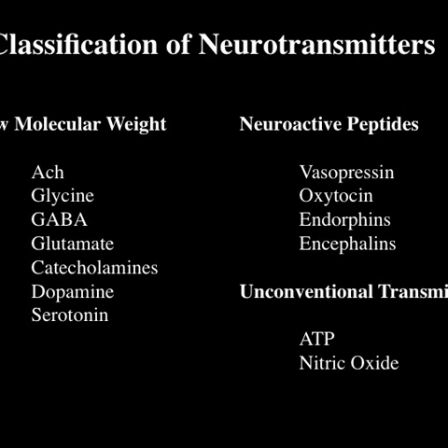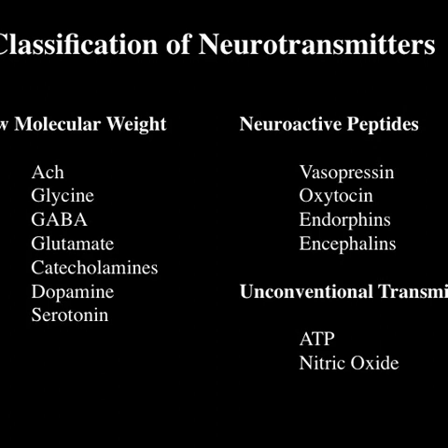And most of the major neurotransmitters are in this low molecular weight category. Acetylcholine, glycine and GABA and glutamate in the central nervous system, the catecholamines, adrenaline and noradrenaline, dopamine, serotonin. Most of the major neurotransmitters that you'll have heard of are in that low molecular weight molecule category.